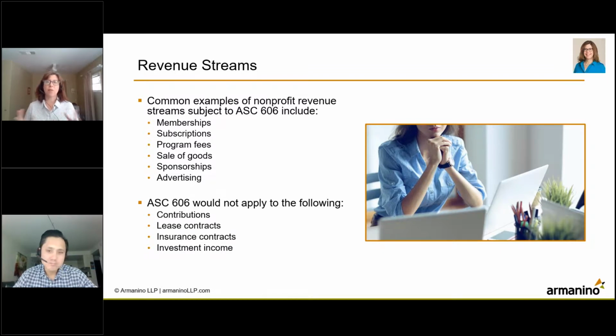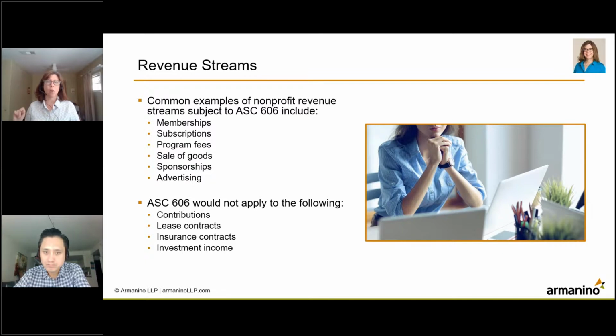Program fees, and that covers a broad range of activities: tuition at universities and at private schools, housing at universities, tickets to a performance. So there really are a lot of nonprofit revenue streams that do fall under this standard. I think for many nonprofits, this is relatively straightforward to implement in their earned revenues, but there are situations where it's less straightforward.